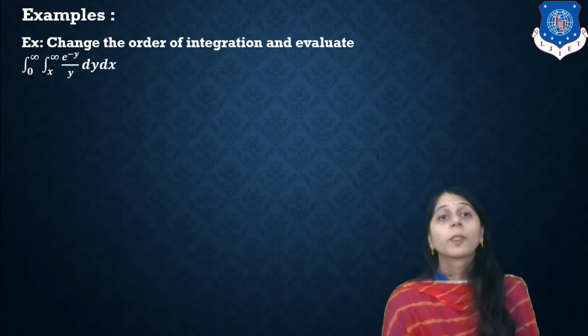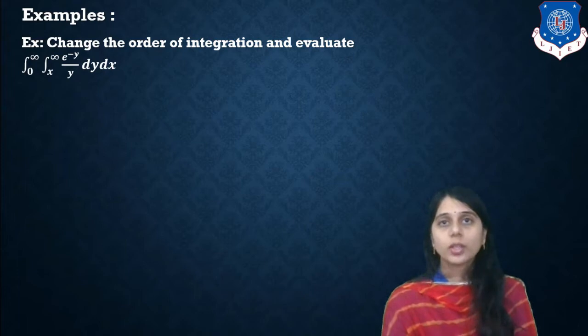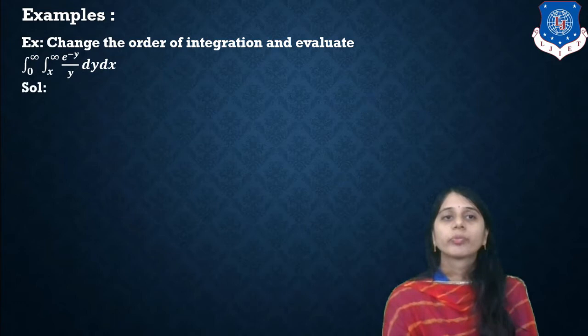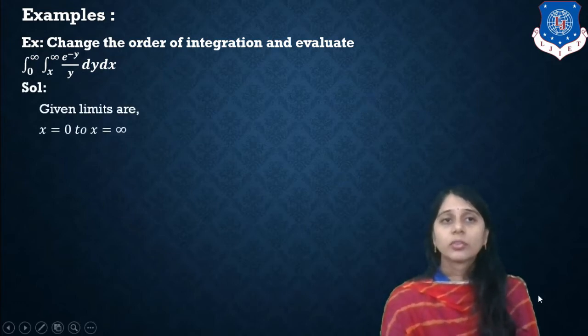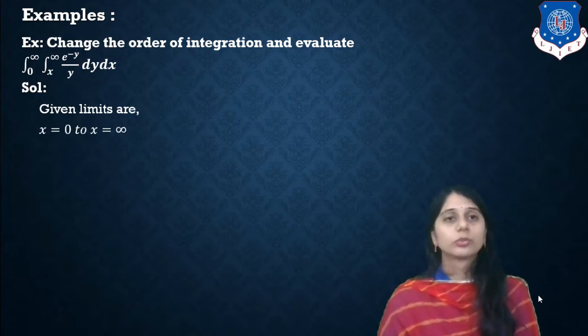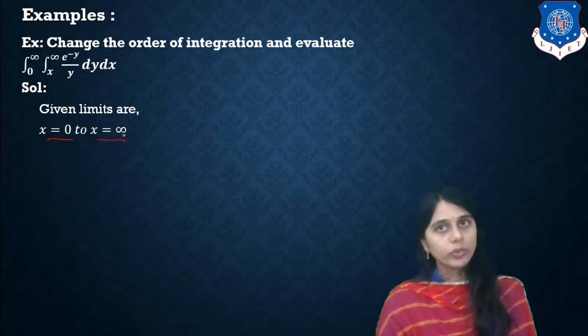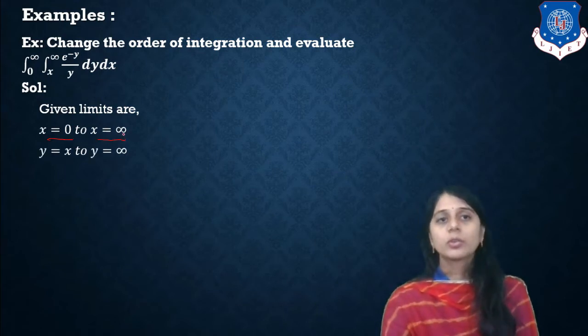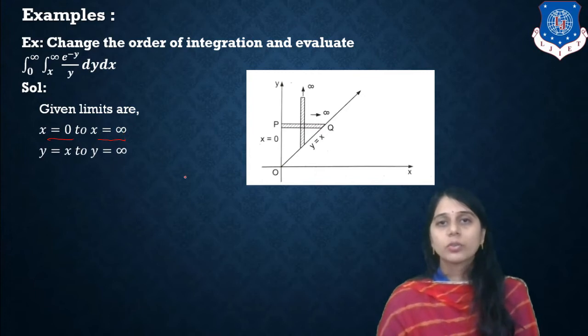First example: change the order of integration and evaluate the integral from 0 to infinity, x to infinity, e raised to minus y dy dx. The solution: the given limits are x equal to 0 and x equal to infinity, y equal to x and y equal to infinity. So we take first x equal to 0 to infinity. What is x equal to 0 to infinity?